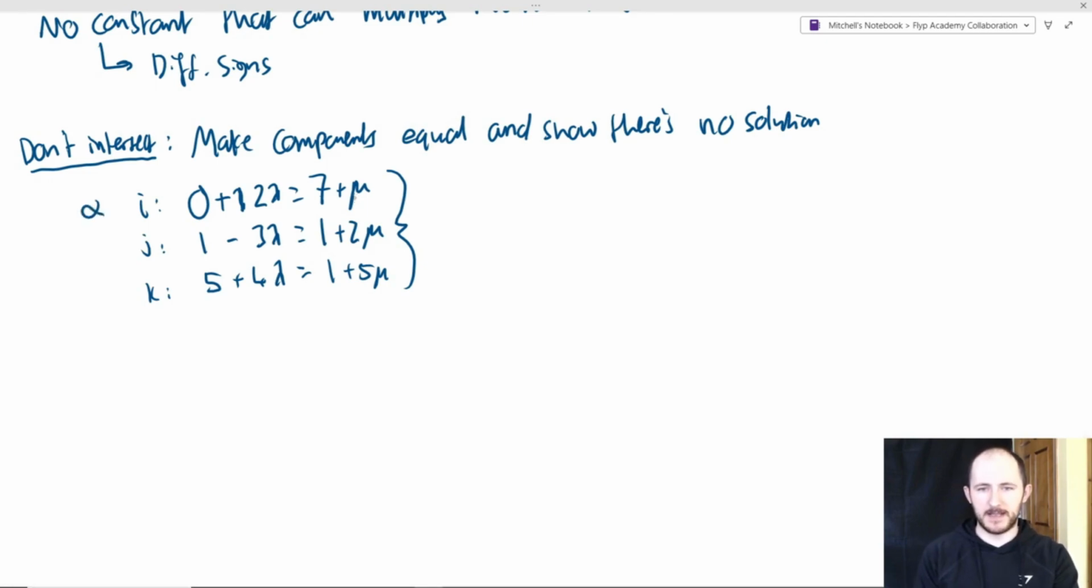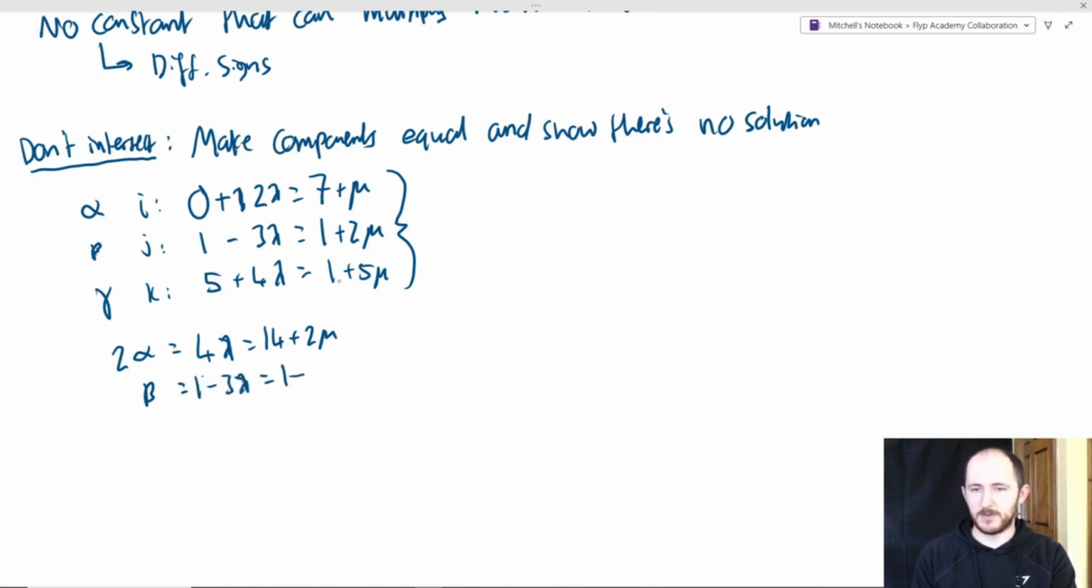I'm going to call these alpha, beta and gamma, which again is a fairly common notation for solving these equations. And what I'm going to do is double alpha to get mu the same, because if I double alpha, I'm going to get beta being the same. So if I do 2 alpha, I get 4 lambda equals 14 plus 2 mu, and beta is still 1 minus 3 lambda equals 1 plus 2 mu. And I would like to point out you can label these 1, 2 and 3 if you want. It's just a common notation that you might see in online resources, so I decided to use it.